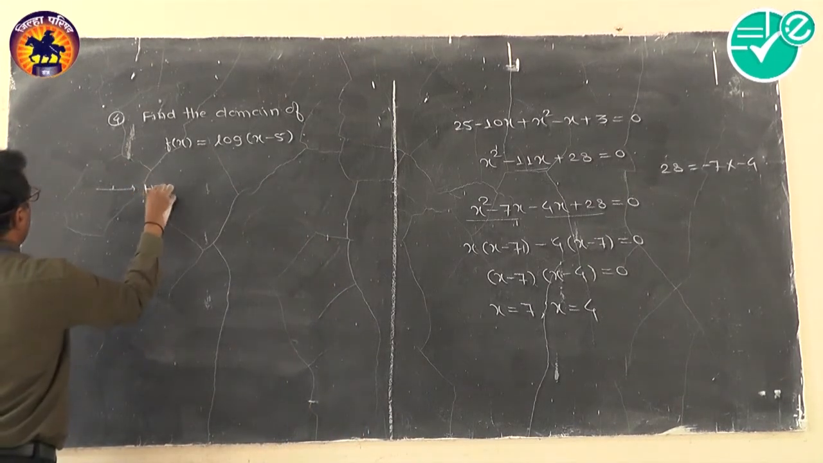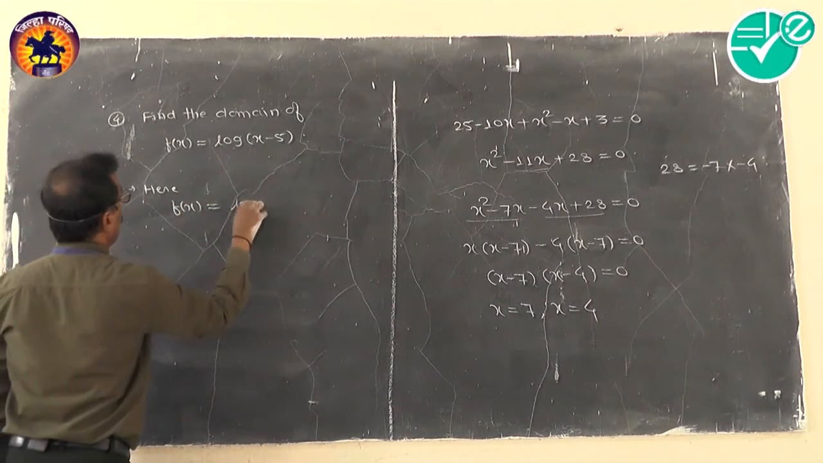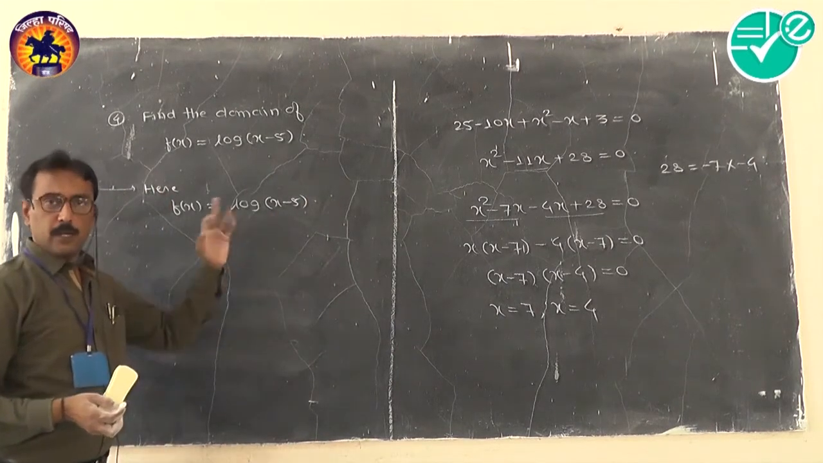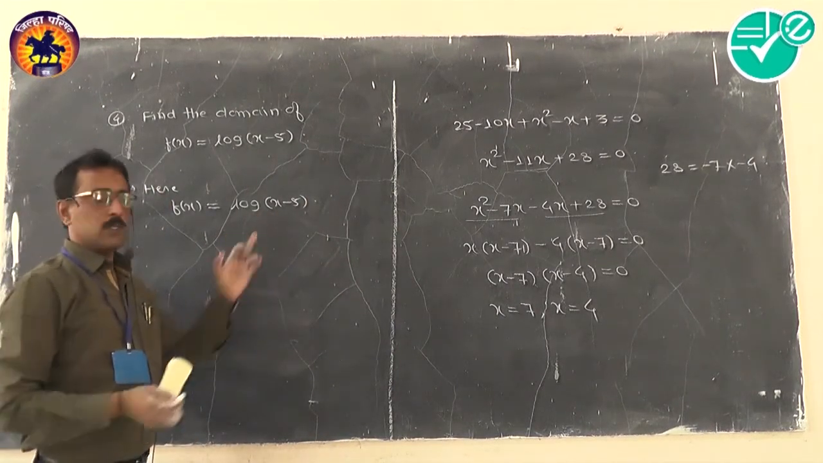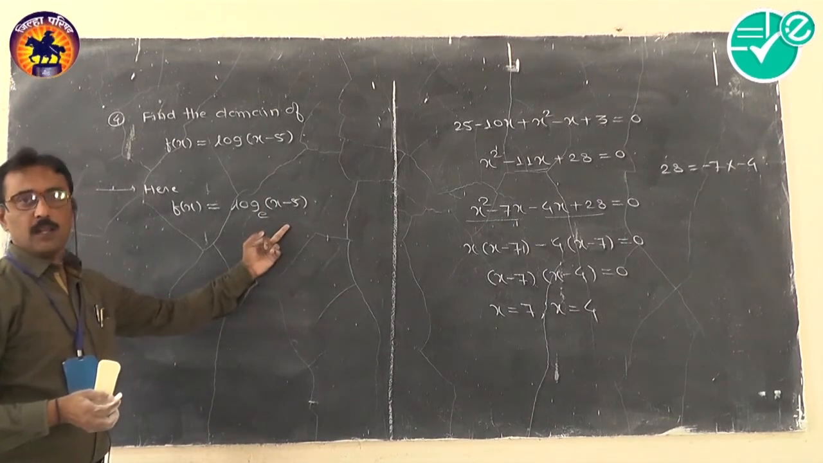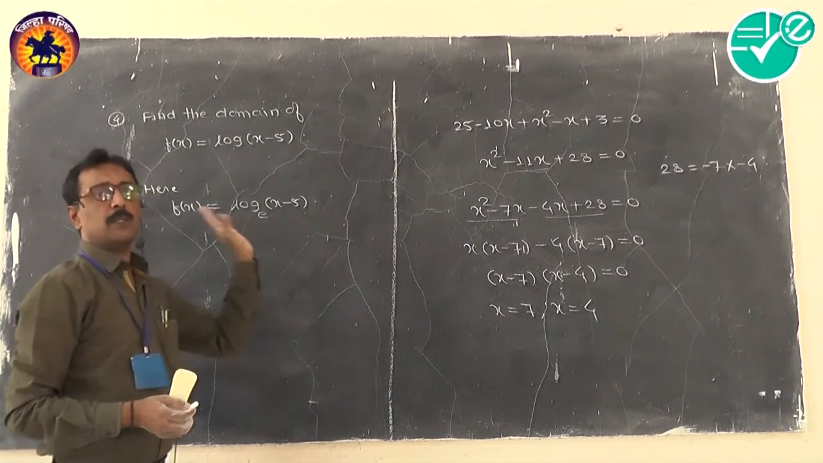Now here f of x is given. What is f of x? It is log of x minus 5. Now here base is not written. Remember one thing, when base of logarithm is not written, then that base is what? E. E means it is an irrational number lying between 2 and 3. So base is greater than 1, it is 100% allowed.